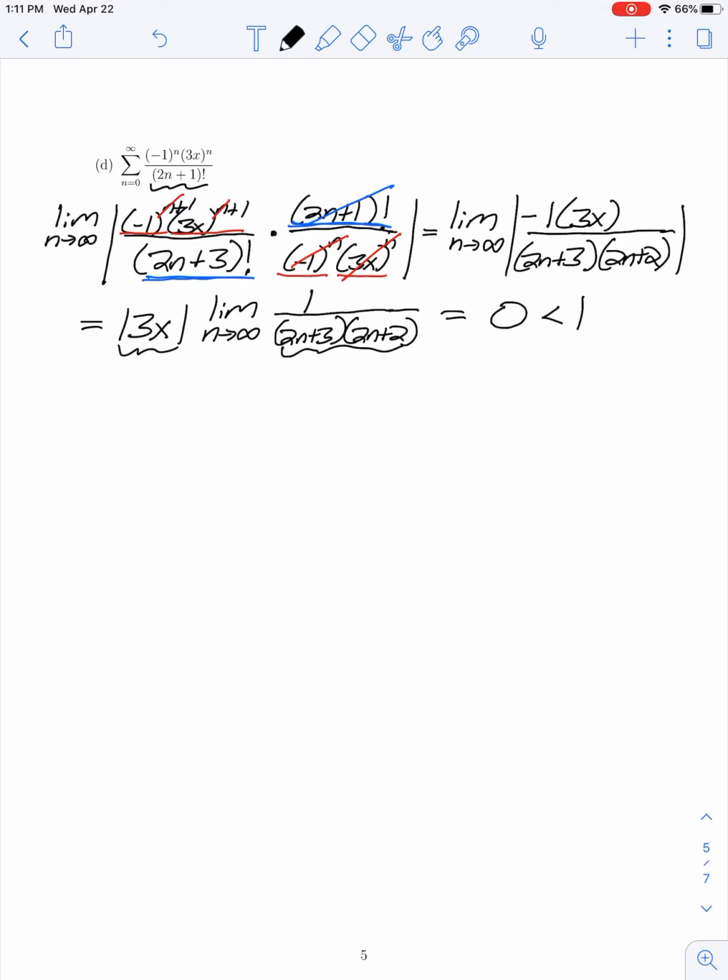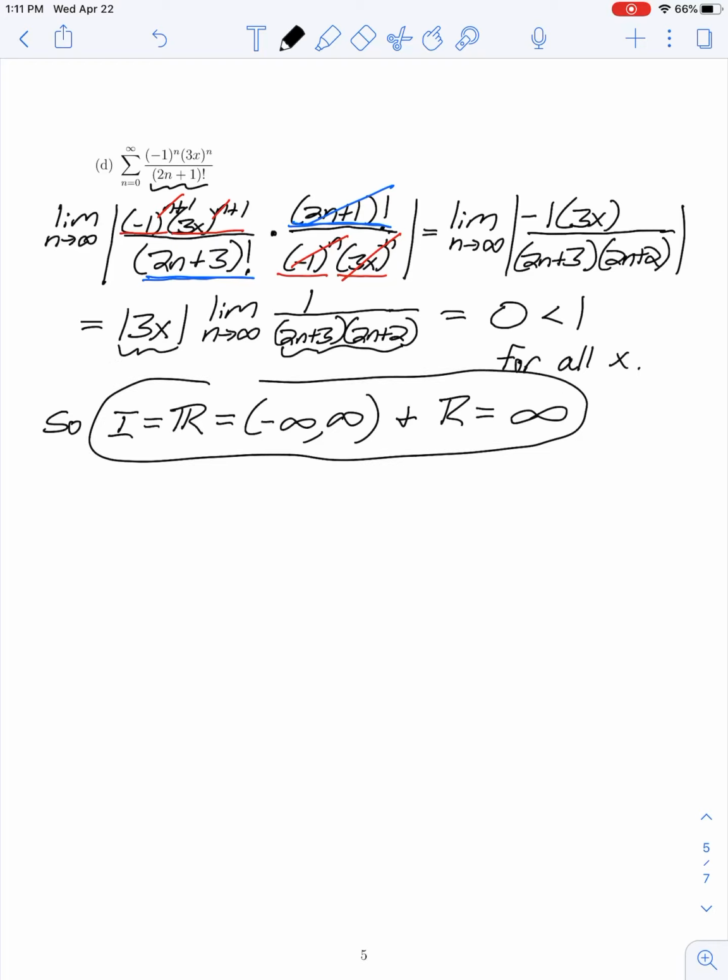And that was true regardless of what this constant out in front was. So regardless of what we choose for x, we get a 0 limit, which is less than 1 for all values of x, which are real numbers. So here we can say that our interval of convergence would be the entire real line. That is the interval from negative infinity to positive infinity. And the radius of convergence, r, would be half the length of that interval, which is infinite.